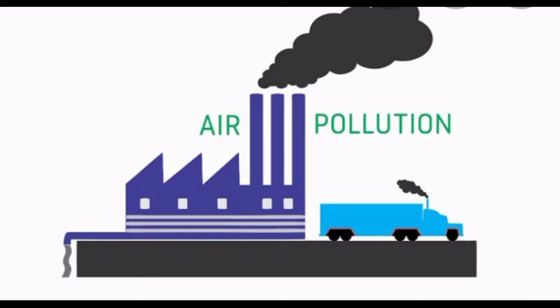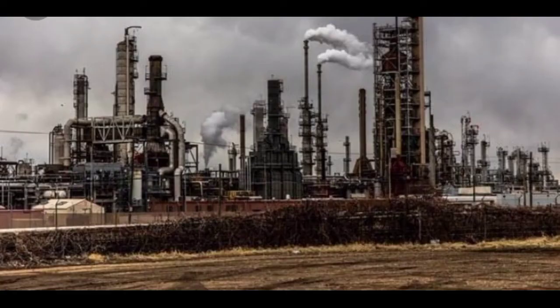Air pollution. What is air pollution? The presence of harmful substances in the air which can have an adverse effect on living beings and the environment is called air pollution. When harmful substances including gases like carbon dioxide, carbon monoxide, sulfur dioxide, and so many gases, and dust particles and aerosols are released into the Earth's atmosphere, air pollution occurs.